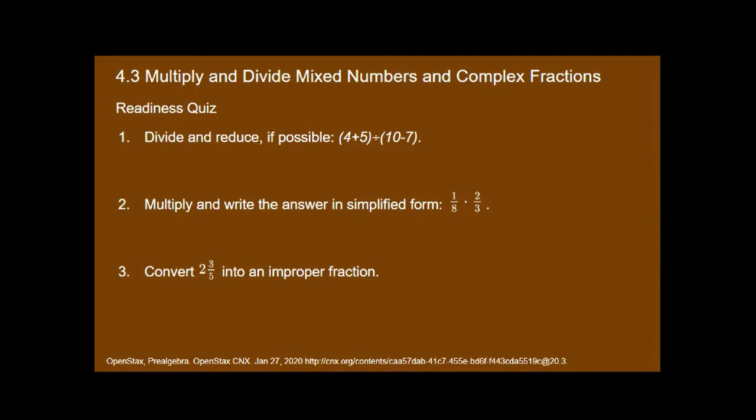So we're working with order of operations here, which means we're going to use our PEMDAS. Anything that's in parentheses we're going to do first. So we have two sets of parentheses. We have 4 plus 5, that is equal to 9. And we have 10 minus 7, and that is equal to 3.